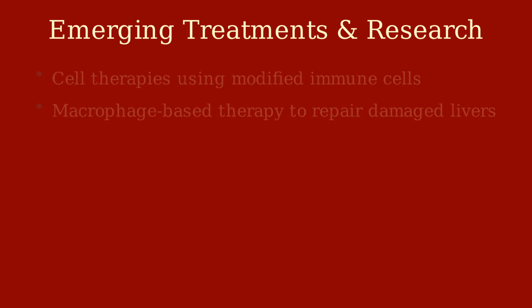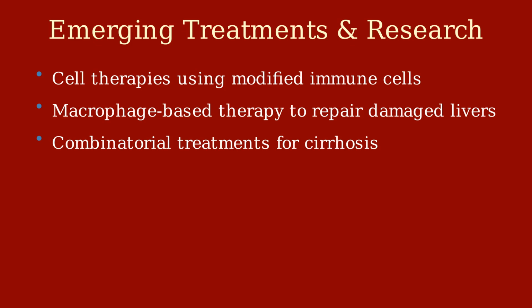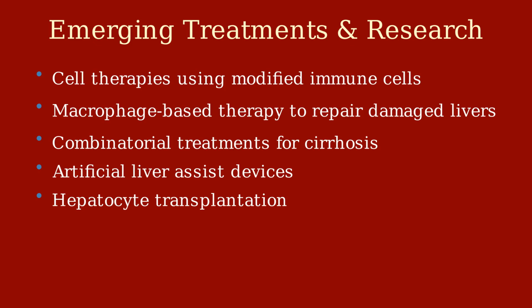Emerging treatments for liver failure include cell therapies using modified immune cells to repair damaged livers. Clinical trials are evaluating macrophage-based therapies that aim to reduce scarring and stimulate liver regeneration. Research initiatives are exploring combinatorial therapies for cirrhosis and acute on chronic liver failure, assessing treatments like human albumin and enoxaparin. Researchers continue to develop artificial liver assist devices to support liver function, potentially reducing or delaying the need for transplantation. Similarly, hepatocyte transplantation may temporarily delay the need for a full liver transplant.